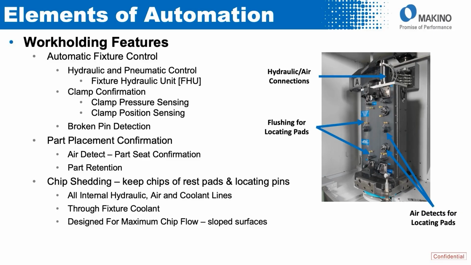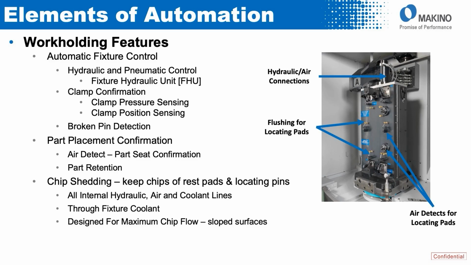And then chip settling. You must keep that fixture clean, as I talked about before. With our through-fixture hydraulics and our rotary union, we've got a coolant port that we can use for through-fixture coolant. So we have nozzles located at each one of the locating pads in this particular fixture. We're flushing coolant when we're taking the part off and putting the next part on. We're continuing to flush that part surface and the locating pads to make sure that the part and that locating pad are clean before we clamp that part into place.